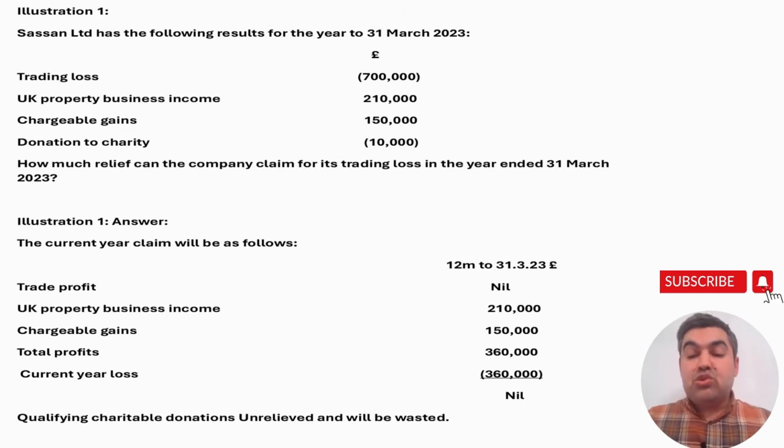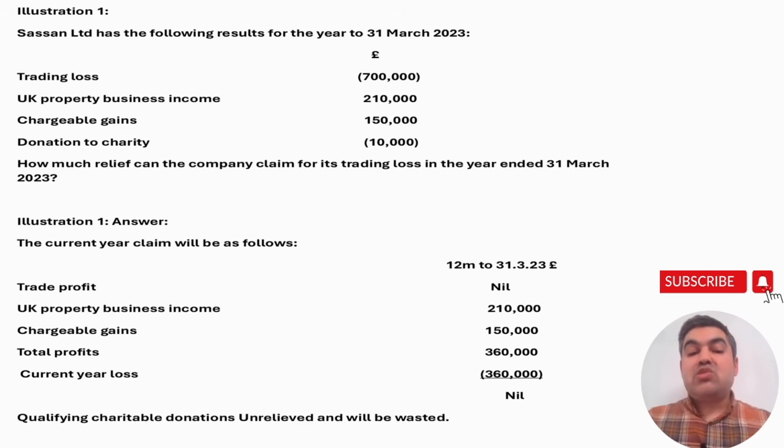If you don't use it, for example in real life when you're doing corporation tax, if you are a tax manager or an accountant, automatically the tax software will calculate tax liability on £360,000. So you have to make some adjustment to utilize £360,000 of trading loss against the total profit of the year.